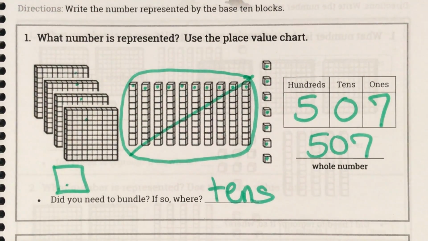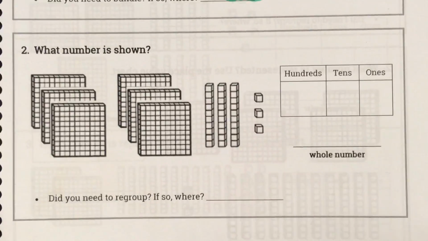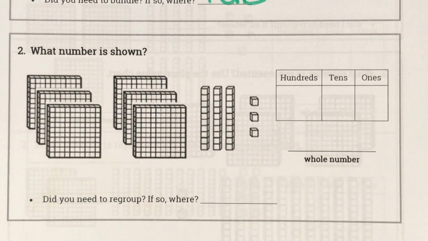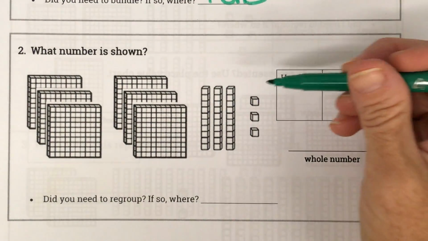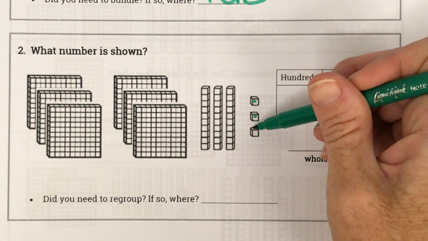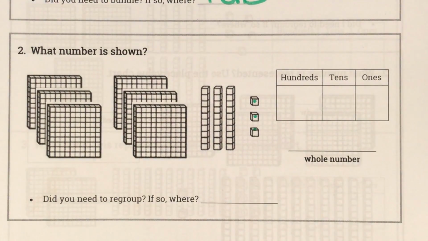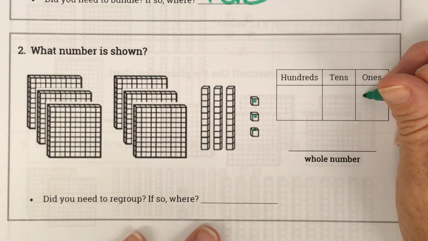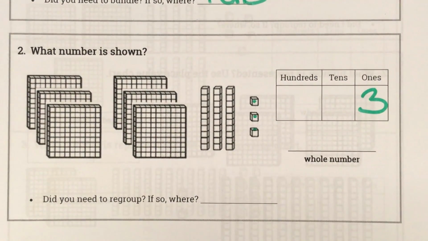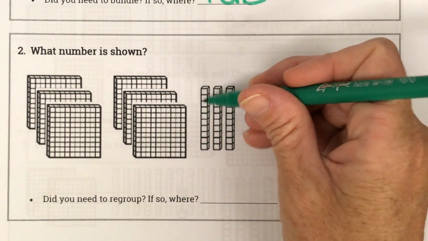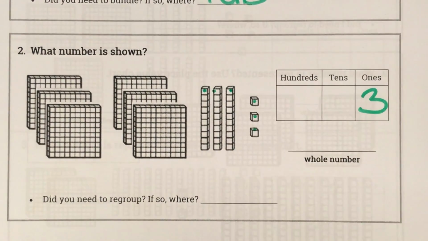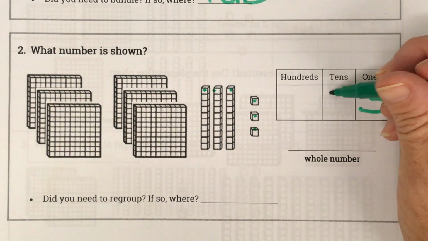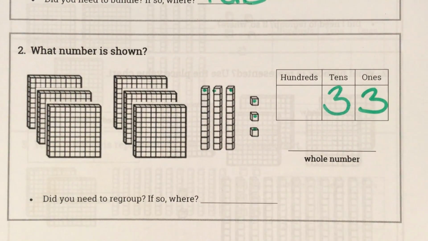Okay, boys and girls, let's look at our second one together. Here's our second problem. And it says, what number is shown? Okay, so let's start with our ones. Let's count them. 1, 2, 3. Okay, 3 is not enough to bundle or regroup, so let's leave them alone. Okay, now let's look at our 10s. 1, 2, 3. 3 is not enough again to bundle or regroup, so let's leave it alone.